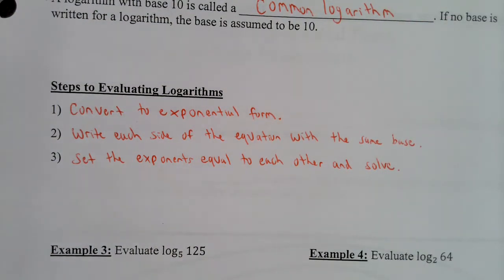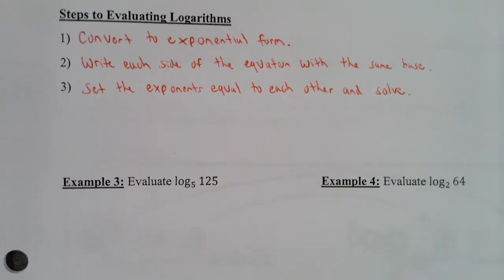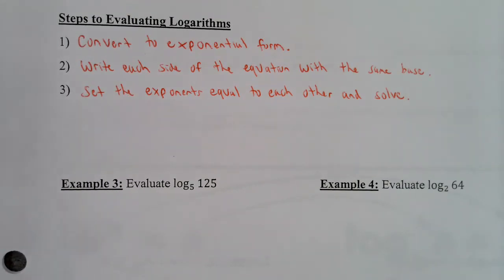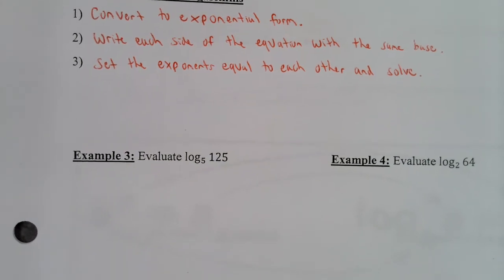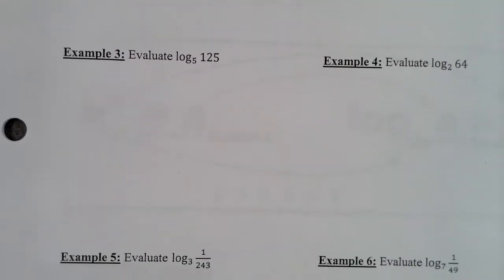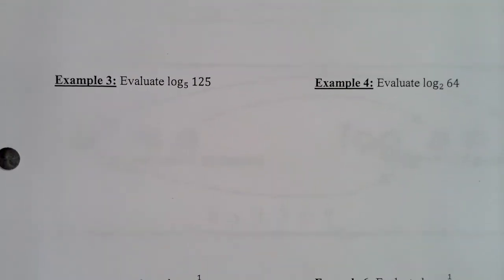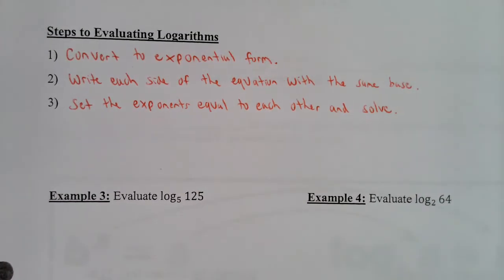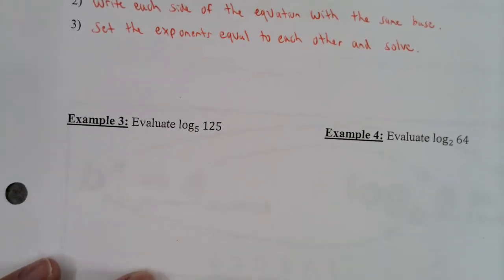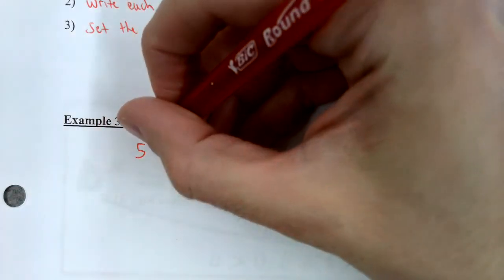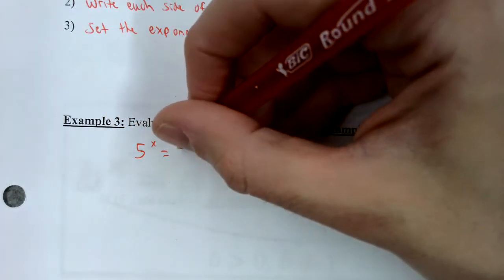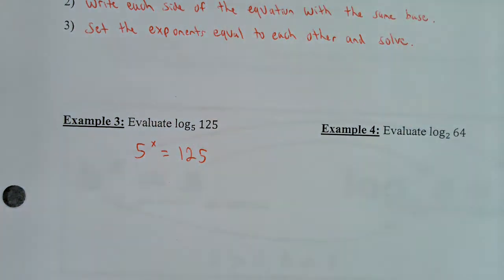So here we go. Example 3, evaluate log base 5 of 125. That means what power, 5 to what power equals 125. So some of these you may be able to do in your head. The first 2 you can probably do in your head. But I'm going to follow the 3 steps above. Step 1, convert to exponential form. So I'm going to say 5 to the x power, because we don't know what it's equal to, equals 125.